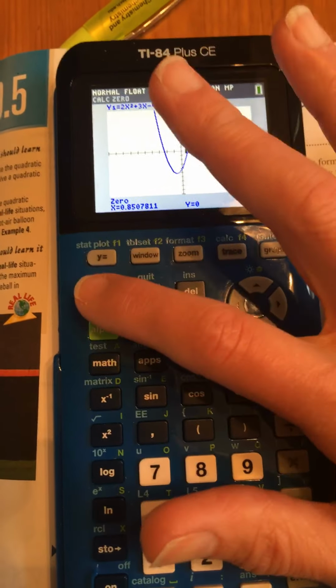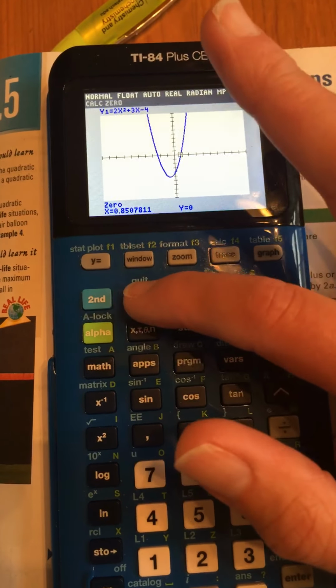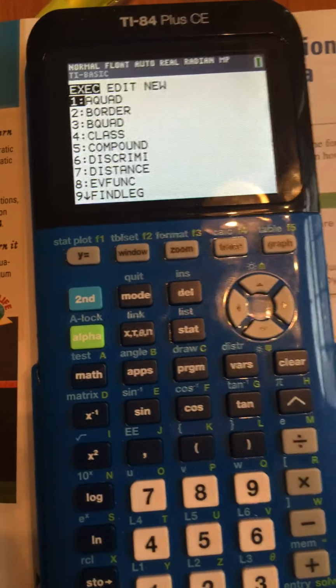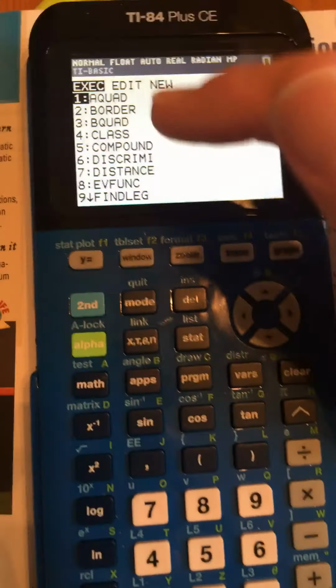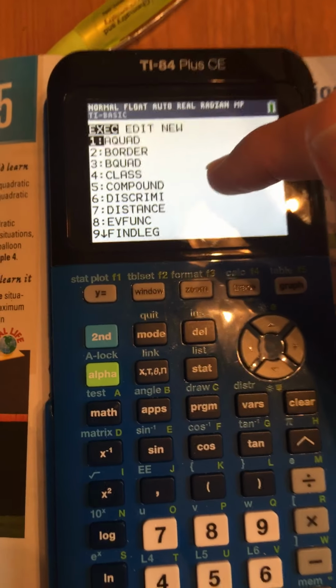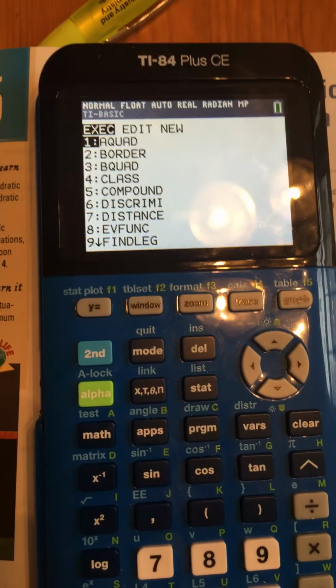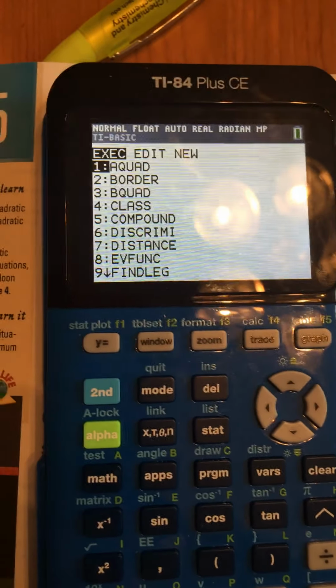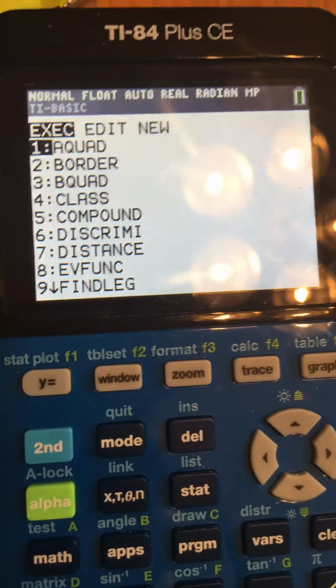Okay, so I'm going to quit out of this. I'm going to say second quit. I'm going to go to program, and I have all these programs. You might not have programs. If you don't have programs, you need to get them. You can get them from me. If you know me, just let me know, and you can come by, and I've got cables, and I will give you programs. Or if you go to the school that I teach at, come by.